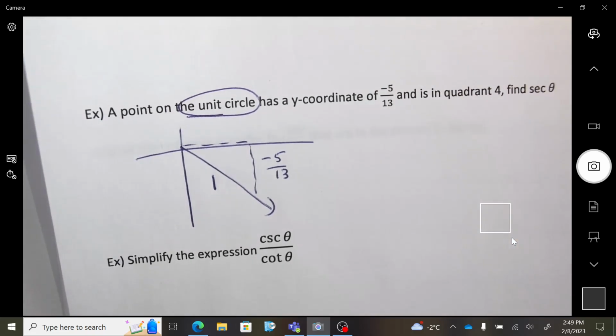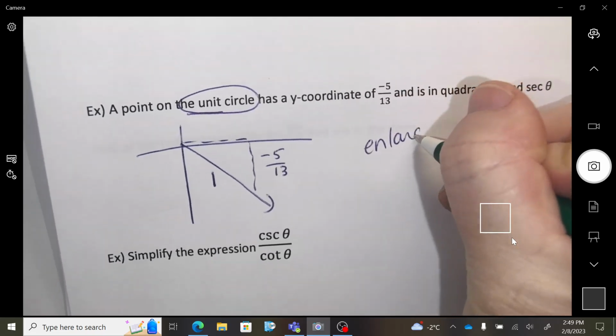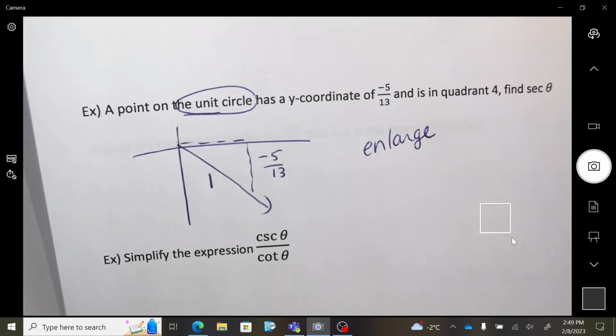Okay, do you know how to take a picture in your Word documents and drag it to blow it up? Like enlarge something. Yeah, okay, we're going to enlarge it. I'm going to blow it up.